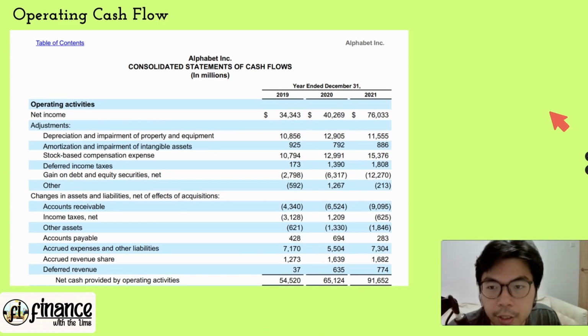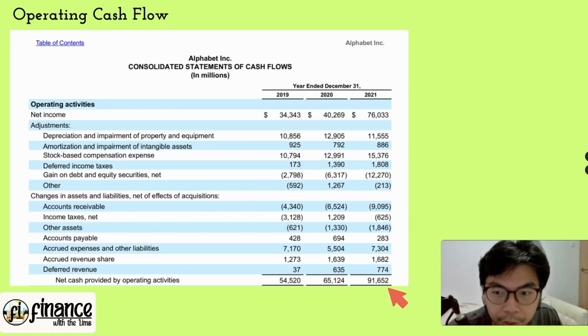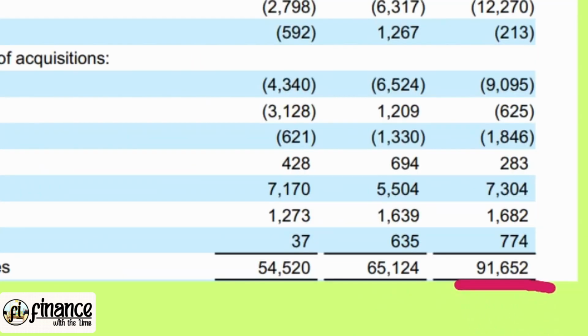First, we need to find the operating cash flow for Alphabet. This can be found under the consolidated statements of cash flows in annual reports. Under operating activities for 2021, Alphabet made $91 billion.